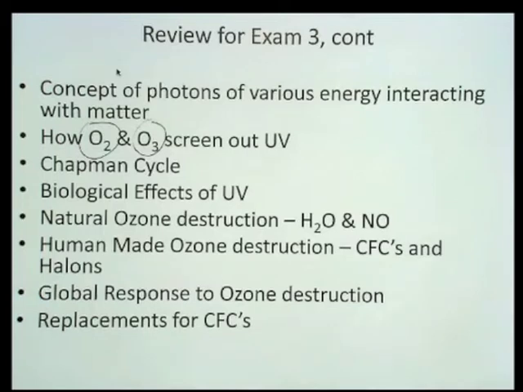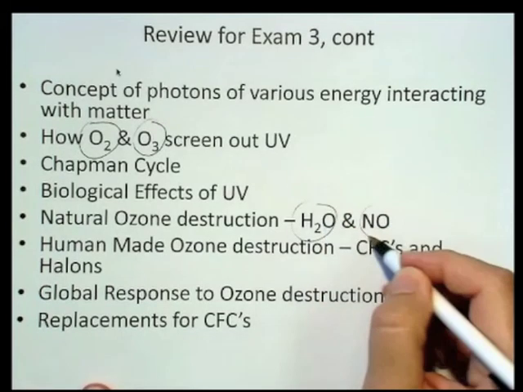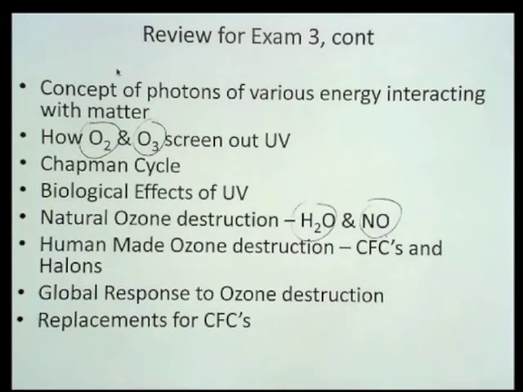Then we need to recognize that the Chapman cycle is disrupted, and we call this natural ozone destruction, by molecules that are naturally found in the atmosphere to varying concentrations depending on the season and the winds and everything else. So we have some natural fluctuation and variation in that steady state cycle due to water and nitric oxide, sometimes referred to as nitrogen monoxide. The common name is nitric oxide, but nitrogen monoxide is probably how you know it.